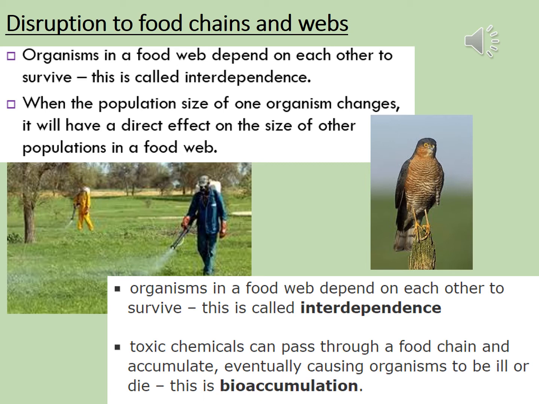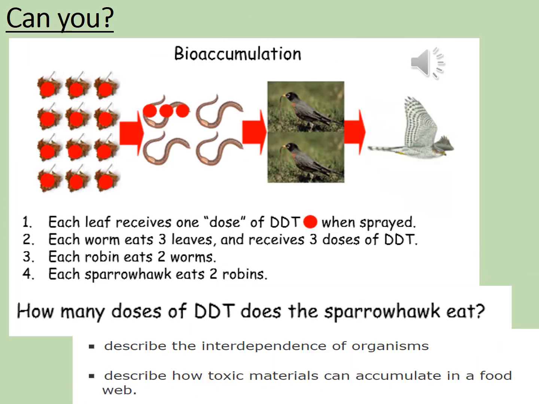Toxic chemicals can pass through the food chain, and this can eventually cause organisms to become ill and die. This is called bioaccumulation. And if this happens and one part of the food chain is affected, then this can stop the food chain from working productively. Bioaccumulation is the idea that a chemical can move through a food chain.